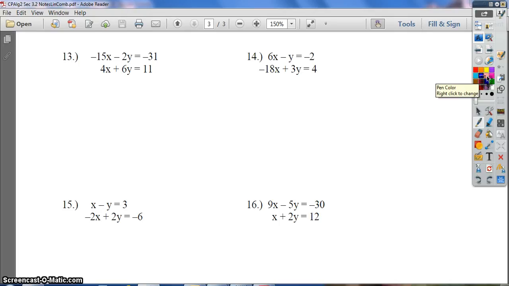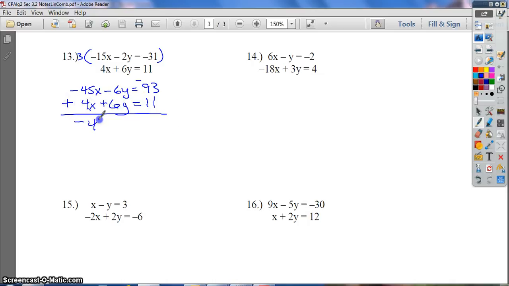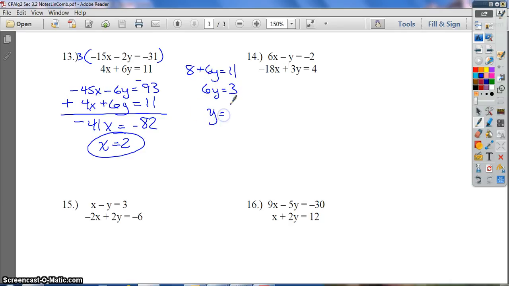All right, coming over here, I'm probably going to multiply, let's see, this one by 3. This is negative 45x minus 6y, negative 93. This is going to stay 11. This is going to stay positive 6y and 4x. So add vertically, negative 41x equals negative 82. X is going to be 2. Okay, I'm going to put 2 back in. So this is going to be 8 plus 6y. Notice I'm putting it in the bottom equation because 2 times 4 is 8. So when we get 6y equals 3, y will be a half. So we're looking at 2, a half. Okay.